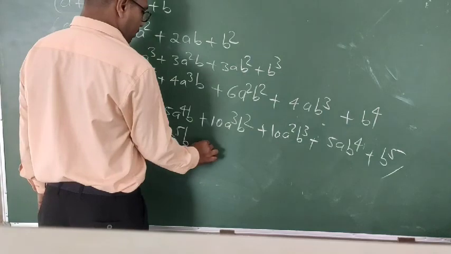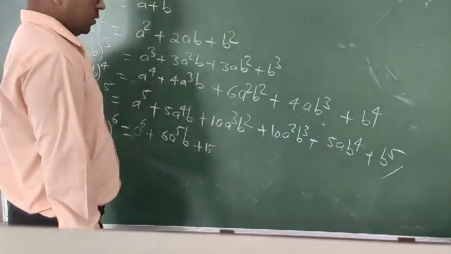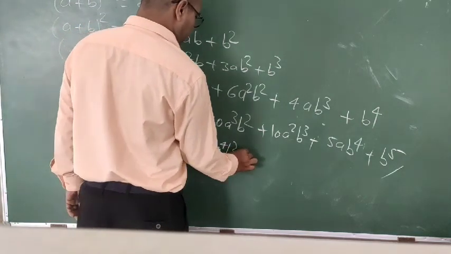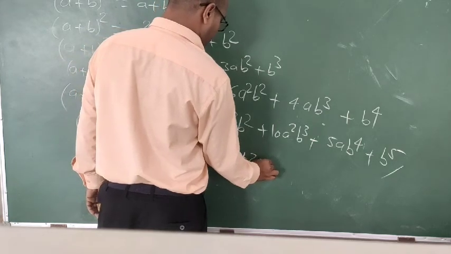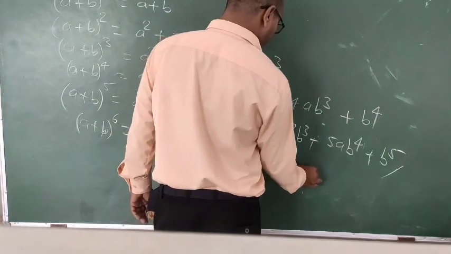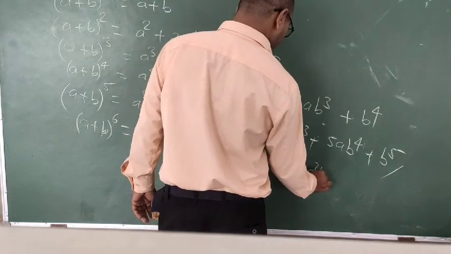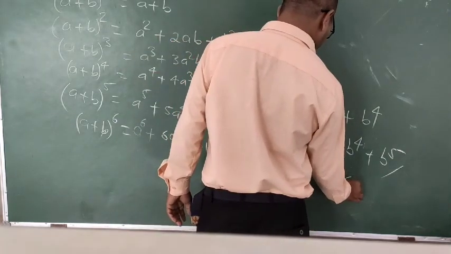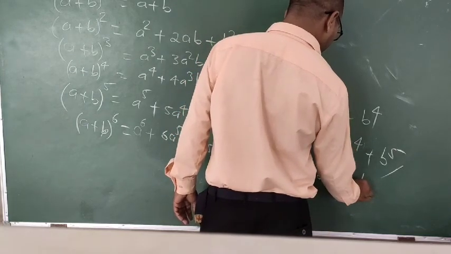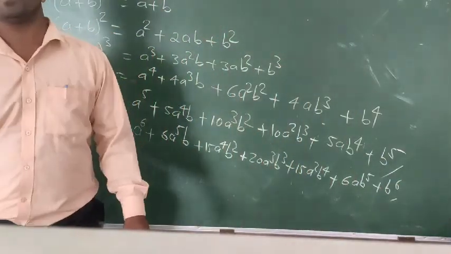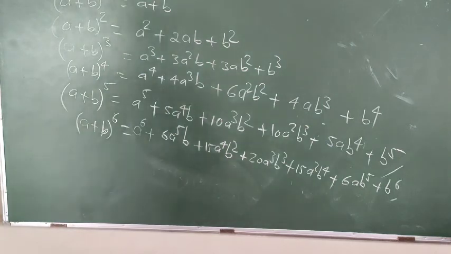Again plus 15a^4 b^2 plus 20a^3 b^3 plus 15a^2 b^4 plus 6a b^5 plus b^6. So now students, you might be thinking how it is going on. So let's see here, very simple students.